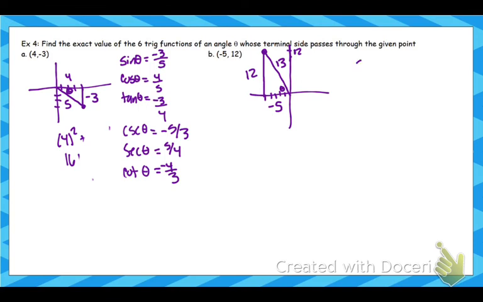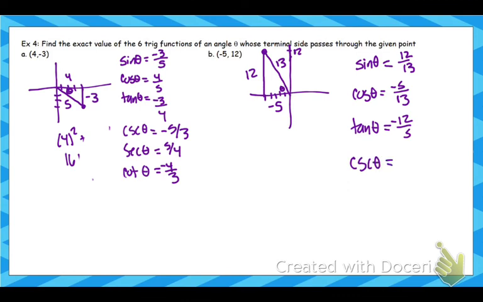Then we'll just do our trig values. Sine, opposite over hypotenuse. Cosine is adjacent over hypotenuse. Tangent is opposite over adjacent. The reciprocal of sine is cosecant, hypotenuse over opposite. The reciprocal of cosine is secant. And the reciprocal of tangent is cotangent. And those are your trig ratios.